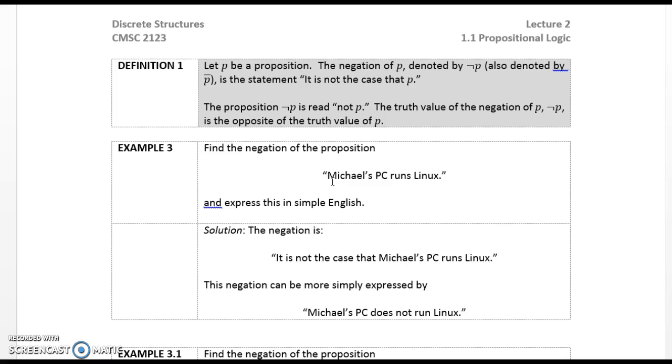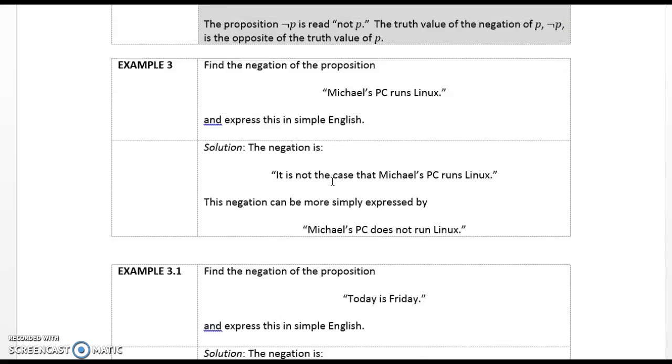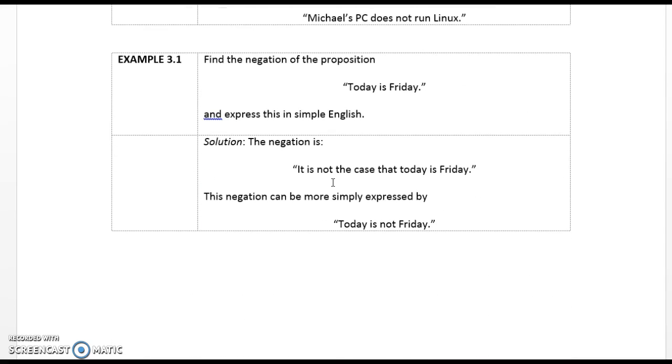Example 3. Find the negation of the proposition, Michael's PC runs Linux, and express this in a simple English sentence. Solution. The negation is, it is not the case that Michael's PC runs Linux. The negation can be more simply expressed by, Michael's PC does not run Linux. Example 3.1. Find the negation of the proposition, today is Friday, and express this in simple English. The solution is, the negation is, it is not the case that today is Friday. The negation can be more simply expressed by, today is not Friday.